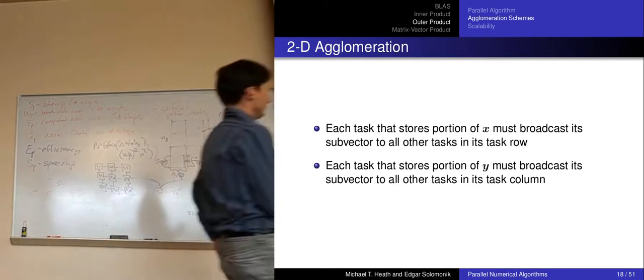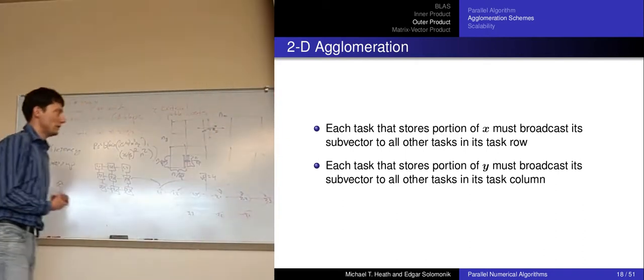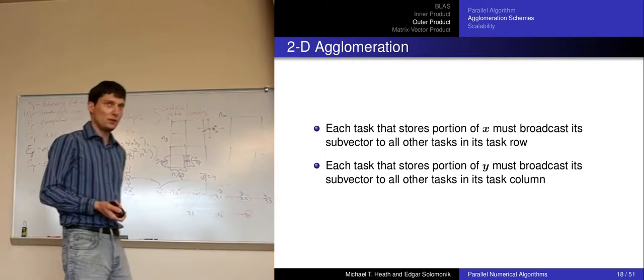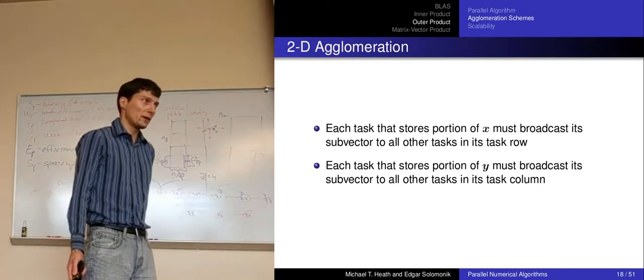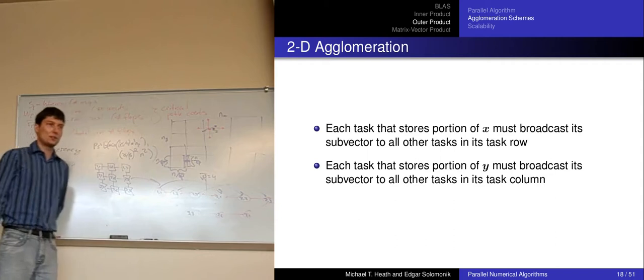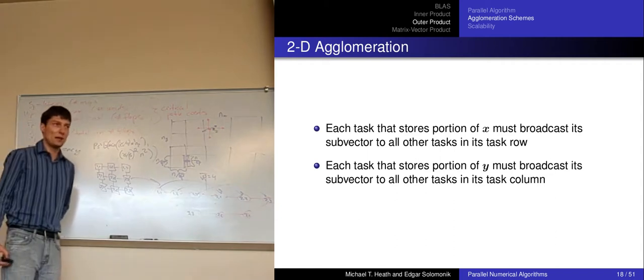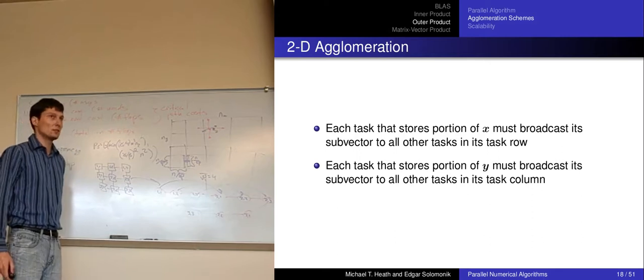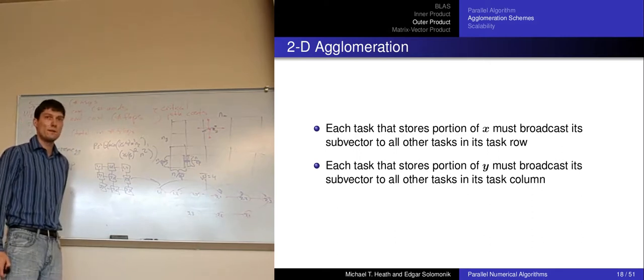So for each task, we now need to do a broadcast. In the agglomerated case, this will be a multi-item broadcast. Is the cost of a multi-item broadcast the same as the number of single-item broadcasts multiplied by the number of items we're broadcasting?